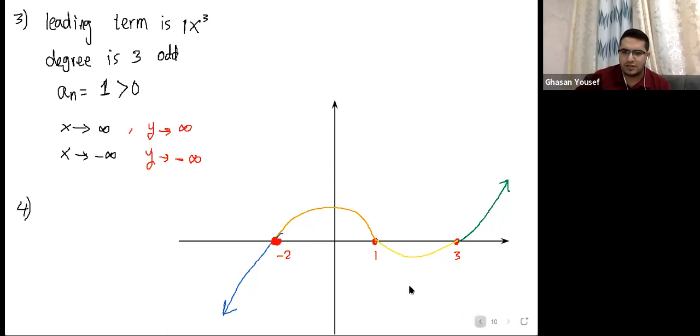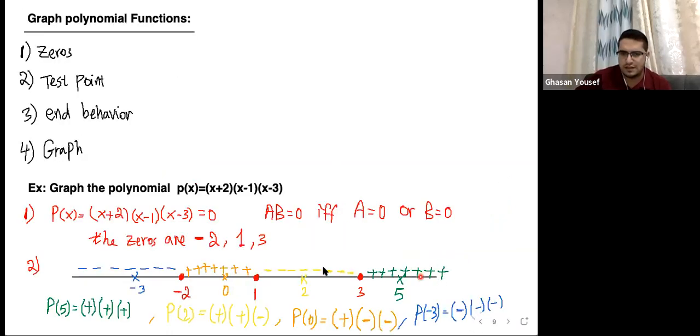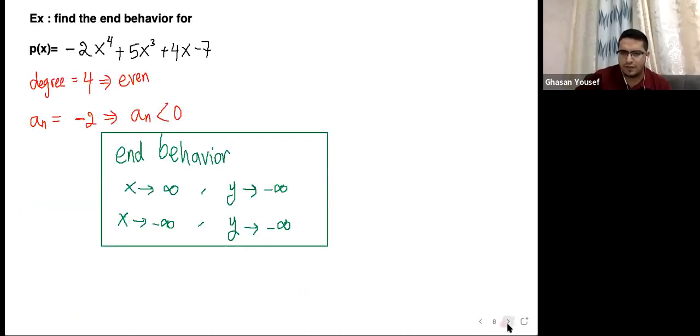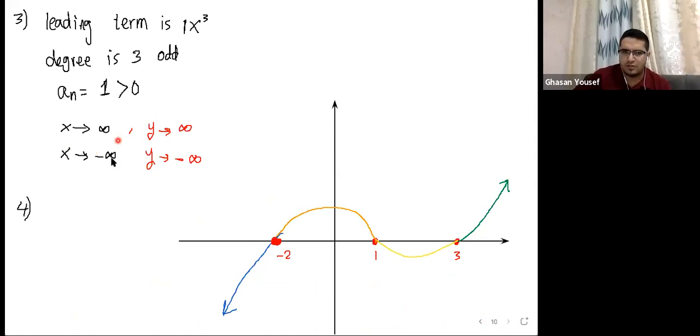So you have to check the sign. If it's positive, above the x-axis, negative, below the x-axis, positive above again, negative down. And that's it. And you have to check the end behavior. When x goes to infinity, the y should go to positive infinity, up. X goes to minus infinity like this, the y goes to negative infinity, like this. Any question? Okay, another example.